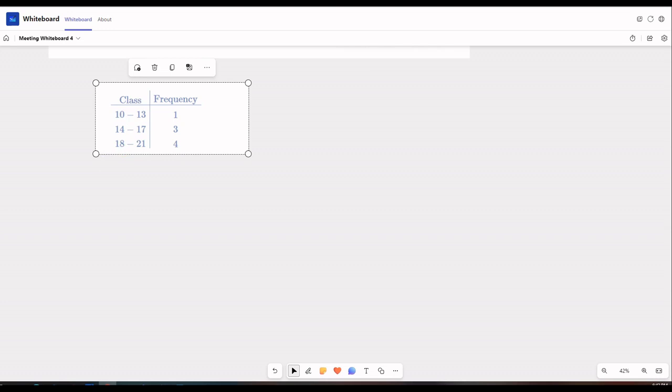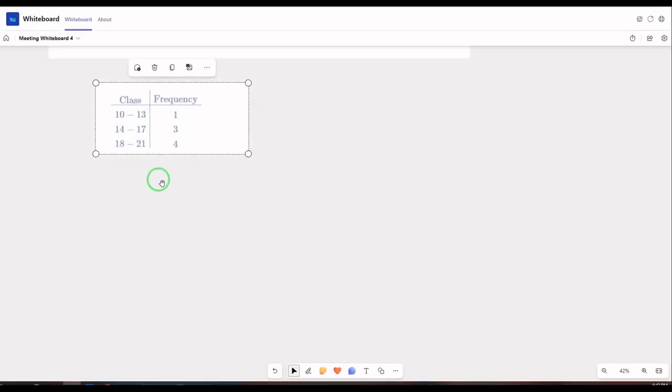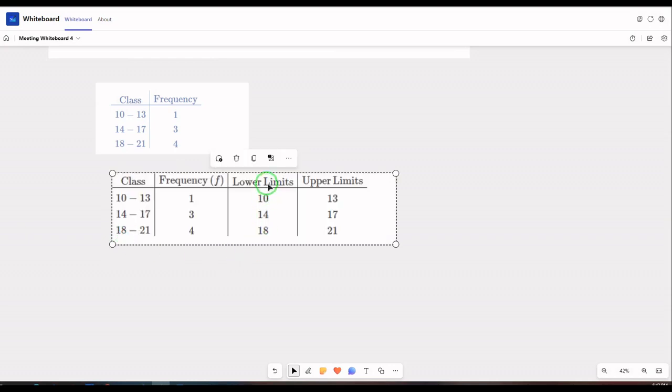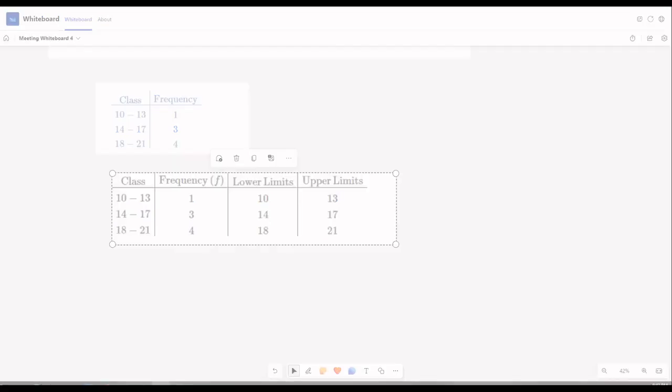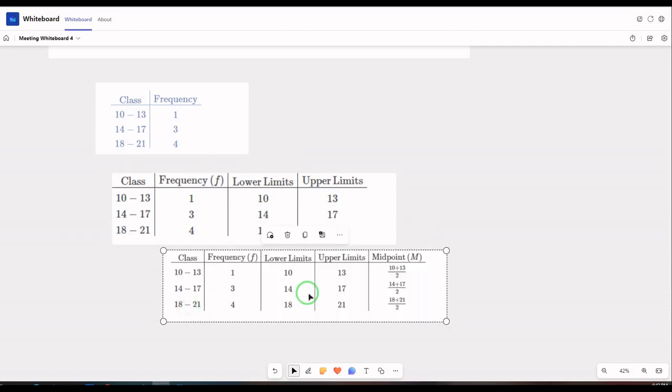There are three classes. So what you have to do first, just as a practice, I want you to create a table, extend this table like this, and write down the lower limit, upper limits. It's not a must, but it's just good for an example. Then the next level would be finding the midpoint, which is 10 plus 13 divided by 2, which is the midpoint. Okay, because remember, at the end of the day we want to find the mean, and from the mean we want to find the standard deviation.